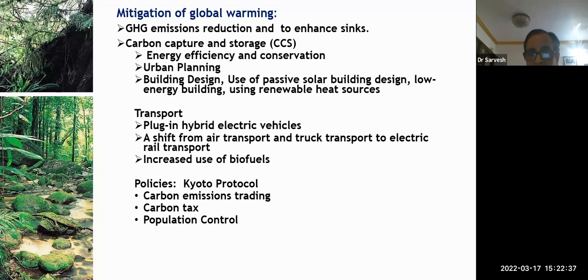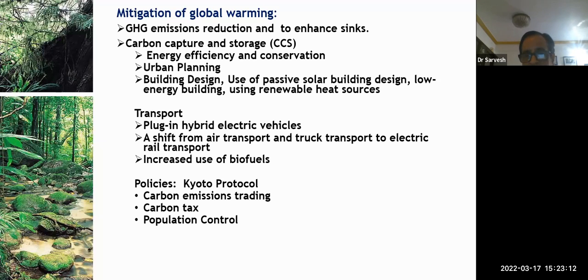Proper urban planning may really alleviate the burden of the GHG. Building design has to be changed, and use of passive solar buildings need to be undertaken on the large scale, though it is happening, but it has to be undertaken on large scale, and the introduction of the renewable sources for the heating purposes. Now, transport is also undergoing change, because plug-in hybrid electric vehicles are coming in India, and they are spreading globally also. They are being produced globally.